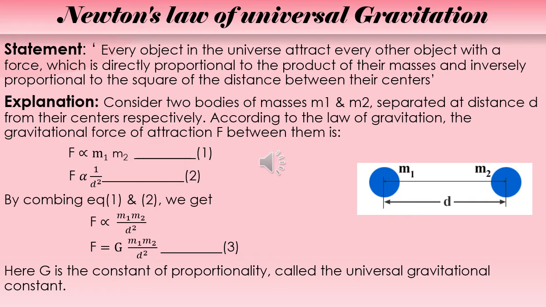According to the law of gravitation, the gravitational force of attraction F between them is: F is proportional to m1 m2, and F is proportional to 1 divided by d square. By combining equations 1 and 2, we get F is proportional to m1 m2 divided by d square, or F is equal to G m1 m2 divided by d square. Here G is the constant of proportionality, called the universal gravitational constant.